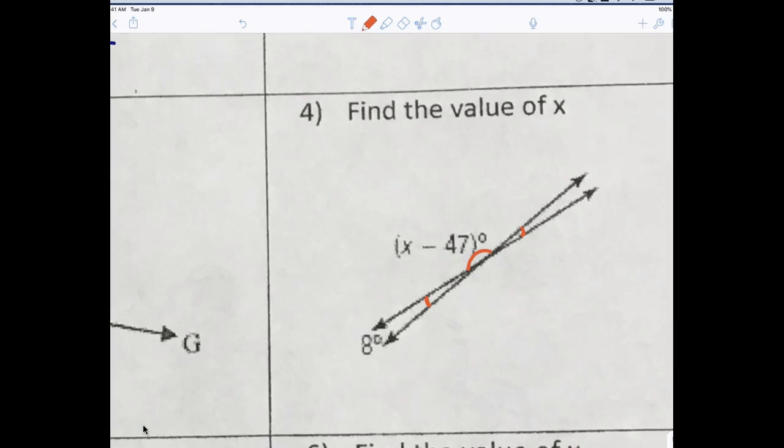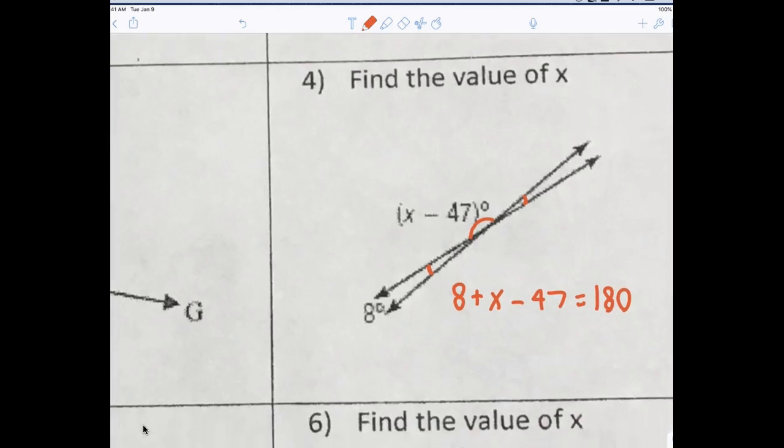So what equation did you use? 8 plus x minus 47 equals 180. Okay, now tell me what to do. You subtract 8 from negative 47 to get negative 39. Wow, I'm very proud of you on that. x minus 39 is equal to 180, right? And now what? So now you add 39 on both sides. Add 39 to get 209. And x is equal to 209.